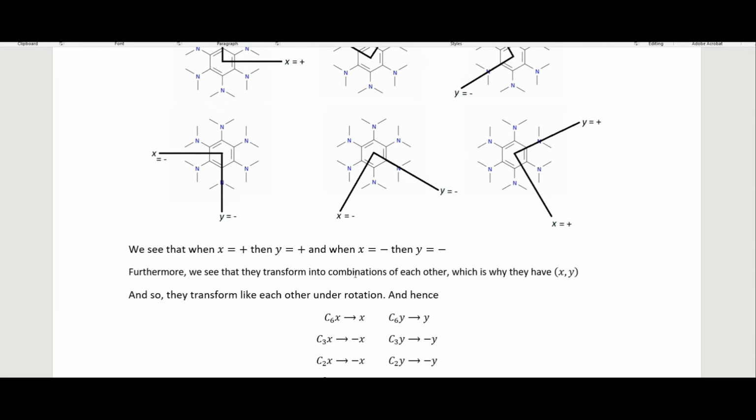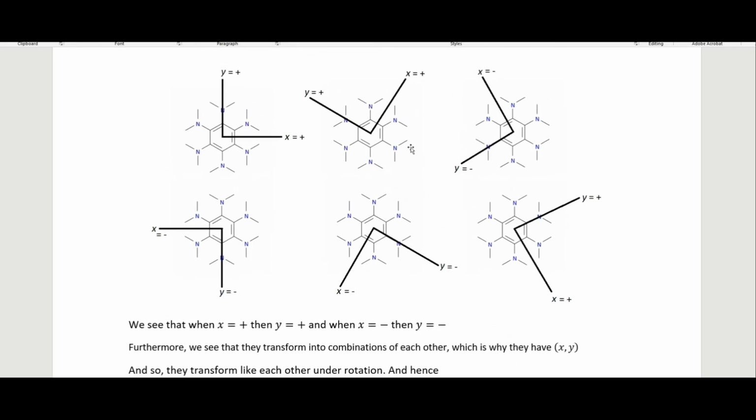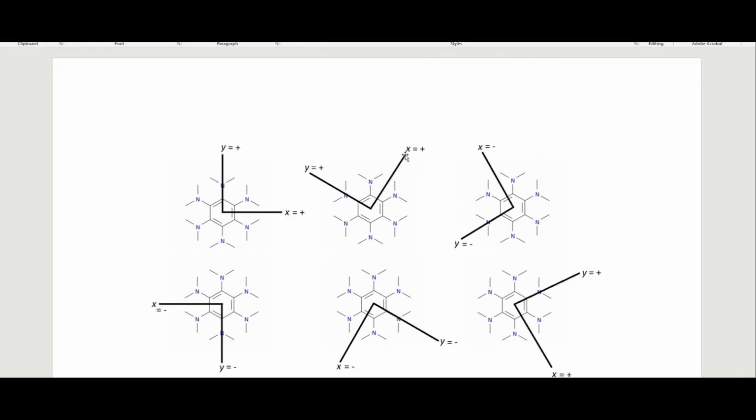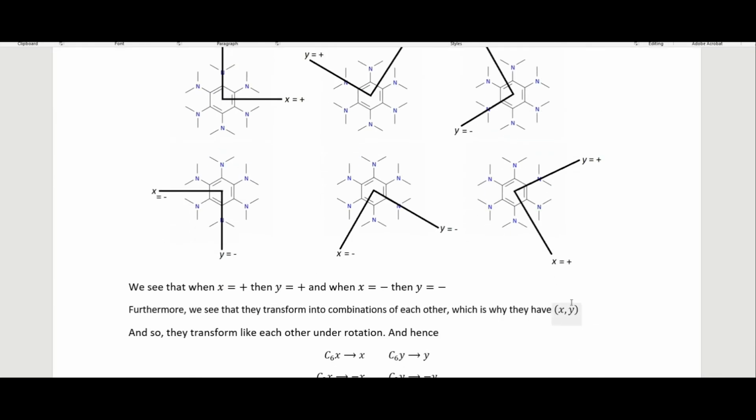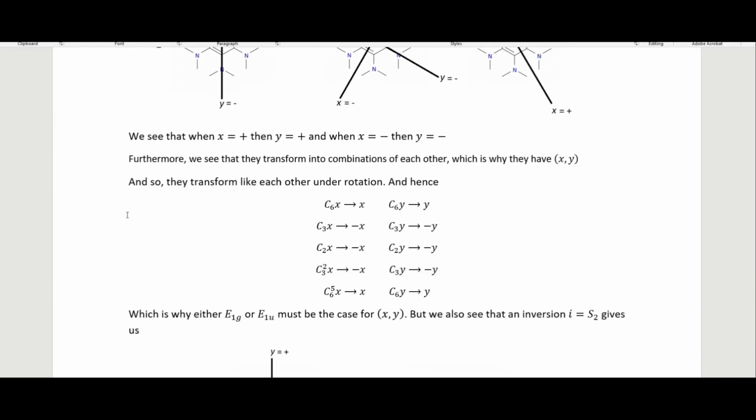Furthermore, we see that they transform into combinations of each other, and this will be x and y. When we go to this, for instance, x now has an x and a y component. The y has a y and an x component, so they become dependent on each other. They transform like each other under rotation. So the C6 has x go to positive x and y go to positive y. The C6 to the 5th has x and y go to positive. The other ones are negative.